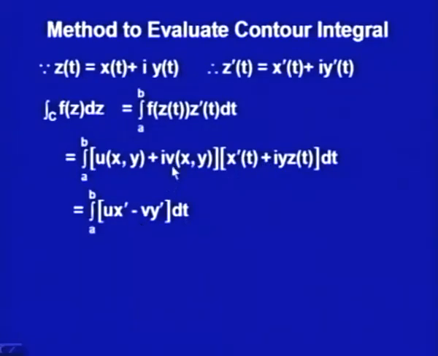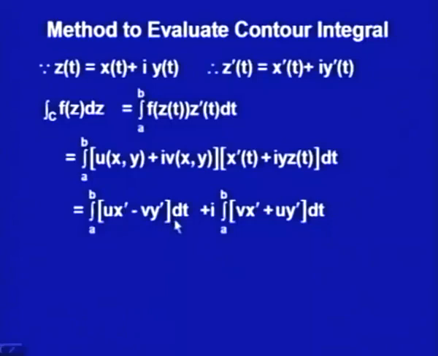So, we do get minus v y dash, and then the part which is containing I, we would get v x dash plus u y dash. So, we do get plus I times v x dash plus u y dash. Now, since my u, v, x and y all are real, we could treat it as real integrals, and using the properties of definite integrals we could just break it into two integrals.